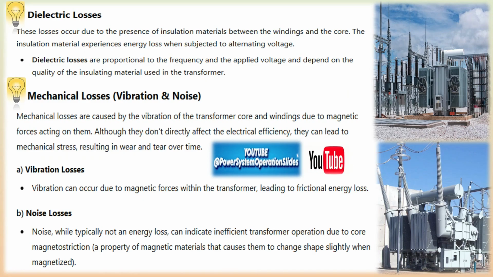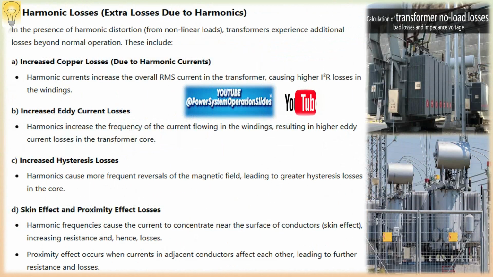Increased eddy current losses. Harmonics increase the frequency of the current flowing in the windings, resulting in higher eddy current losses in the transformer core. Increased hysteresis losses. Harmonics cause more frequent reversals of the magnetic field, leading to greater hysteresis losses in the core.